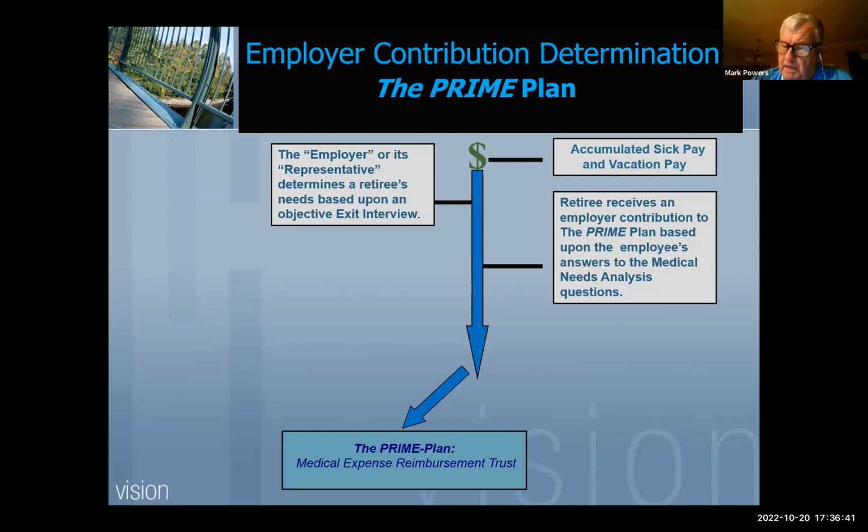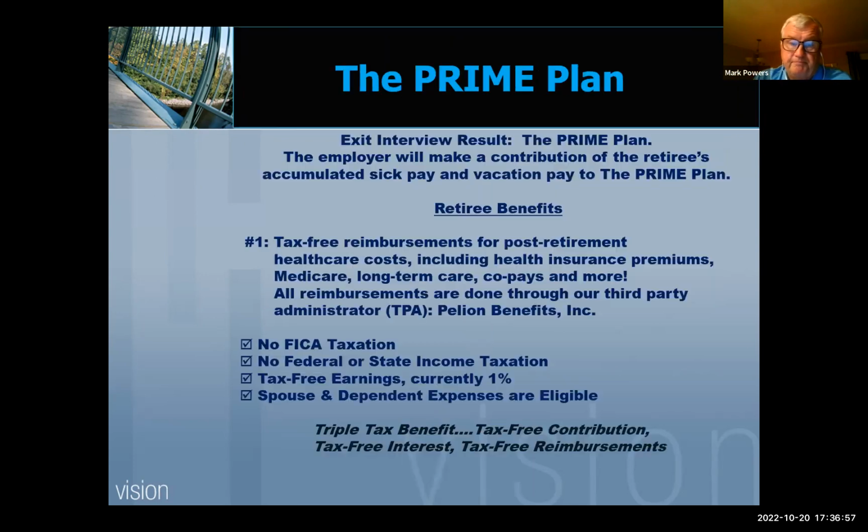Once again, we met with a retiree and they're going to be going on COBRA and they have to pay the full cost for their insurance premiums. So paying for health care costs is a concern of theirs. Therefore, the employer contribution from TUSD will be directed to the prime plan, the medical expense reimbursement trust. And these are the key focuses right here. Once again, we met with a retiree and the exit interview was that the employee needed assets for health care, and the employer will make a contribution of the accumulated sick and vacation pay to the prime plan.